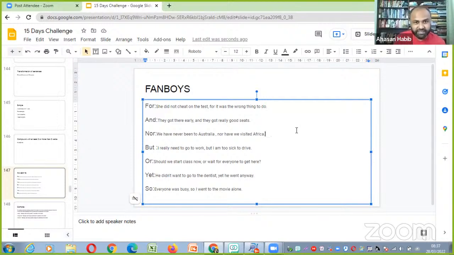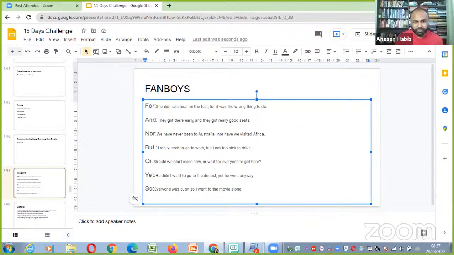Using nor, we can make these sentences. We have never been to Australia, nor have we visited Africa. So next one is but. I really need to go to work, but I'm too sick to drive, right? So I really need to go to work is a simple sentence, and I'm too sick to drive. So now using but, you are making compound sentences.